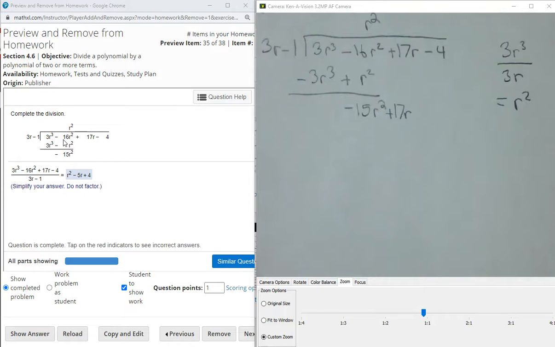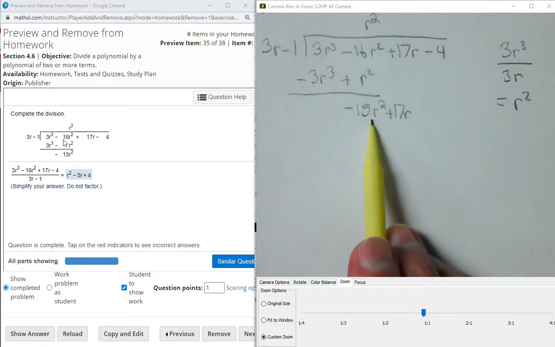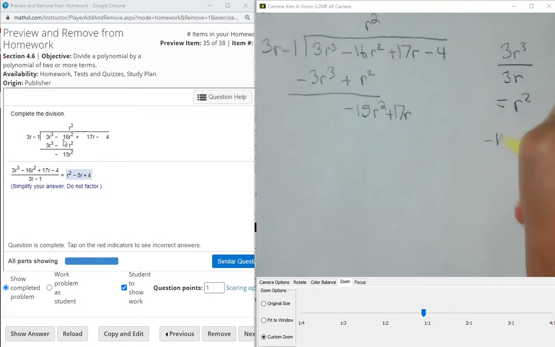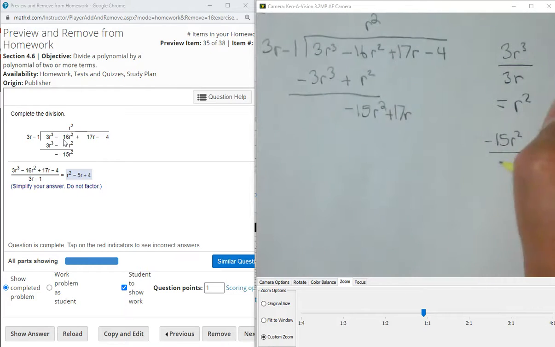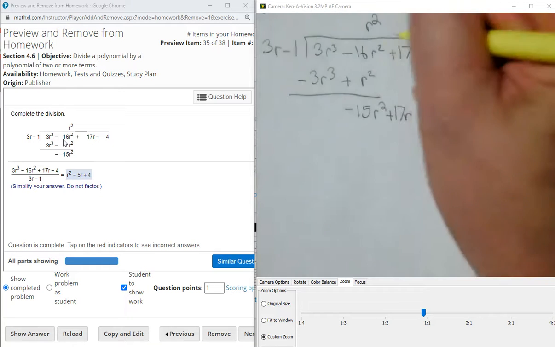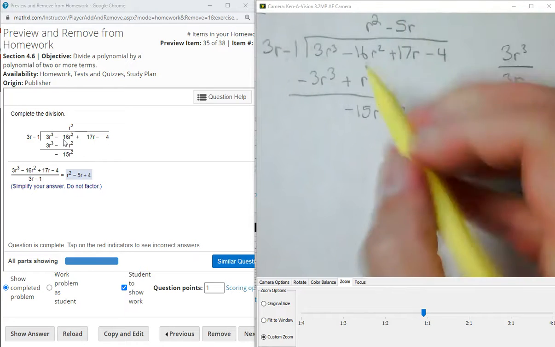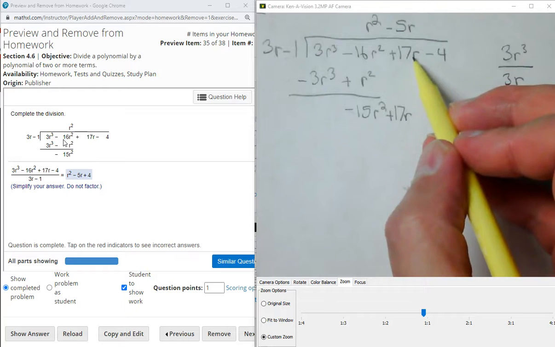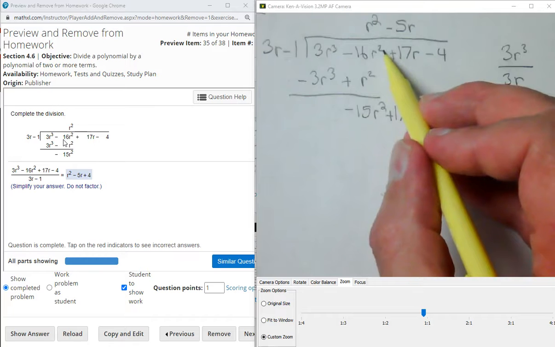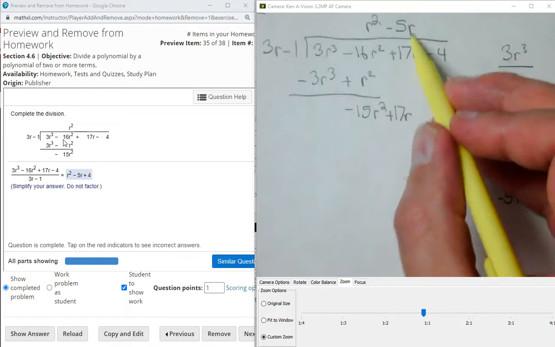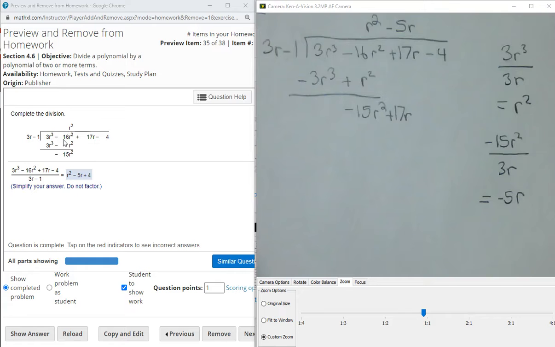Okay? So now again, I'm going to look at this first term here, negative 15r squared, and I'm going to divide it by the first term of the divisor, 3r. And that's going to get me negative 5r. So that's my next term. Notice that I'm putting it above the corresponding term, the first degree term. Over here I put it above the second degree term, right? So those should match up. One very important thing about division is that you keep everything lined up properly.